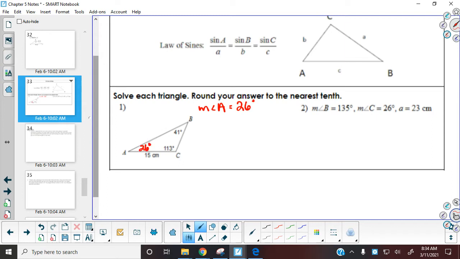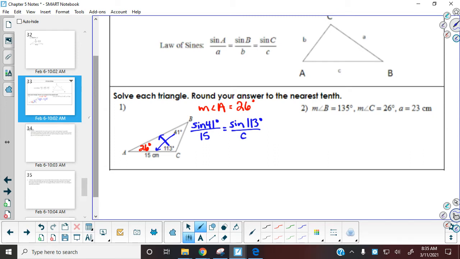Now, using the law of sines, we can set up our ratios. So 41 is across from this 15. So I can say the sine of that angle, 41 degrees, over 15 is equal to, and I can take either angle, it doesn't matter. So if I do 113, it's going to be the sine of 113 over C. And here's the thing, make sure your calculator is in degrees.